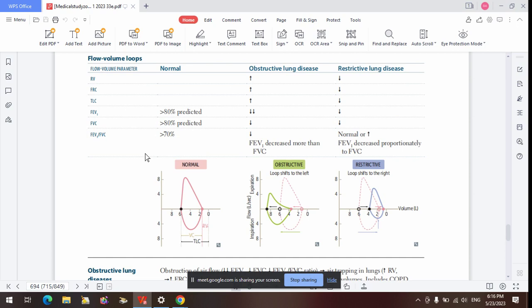But now, let's look at the spirometry pattern. You should tell this person to take a spirometer to try and do the pulmonary function test.